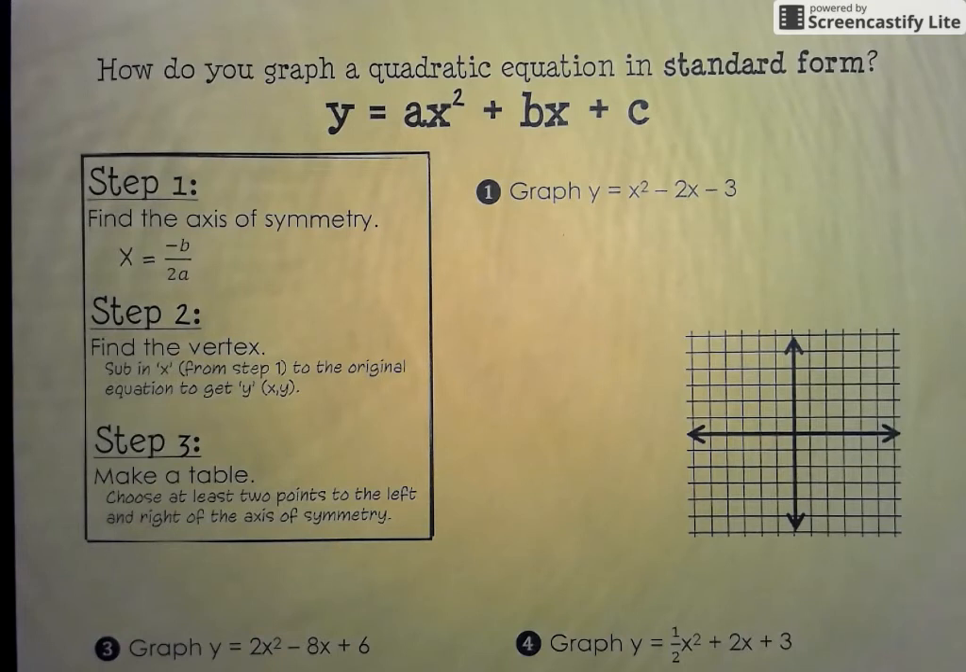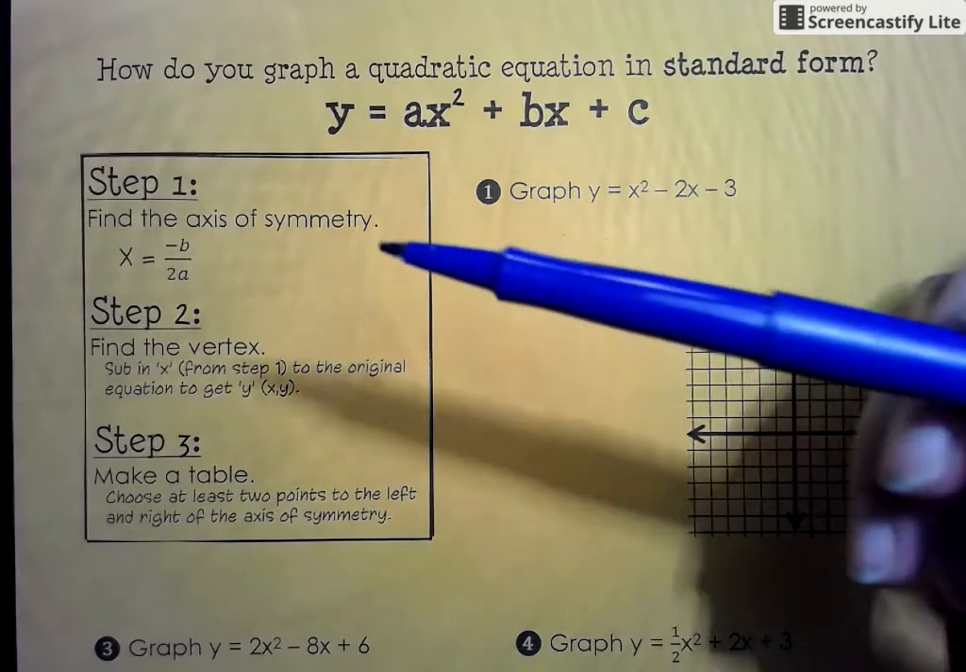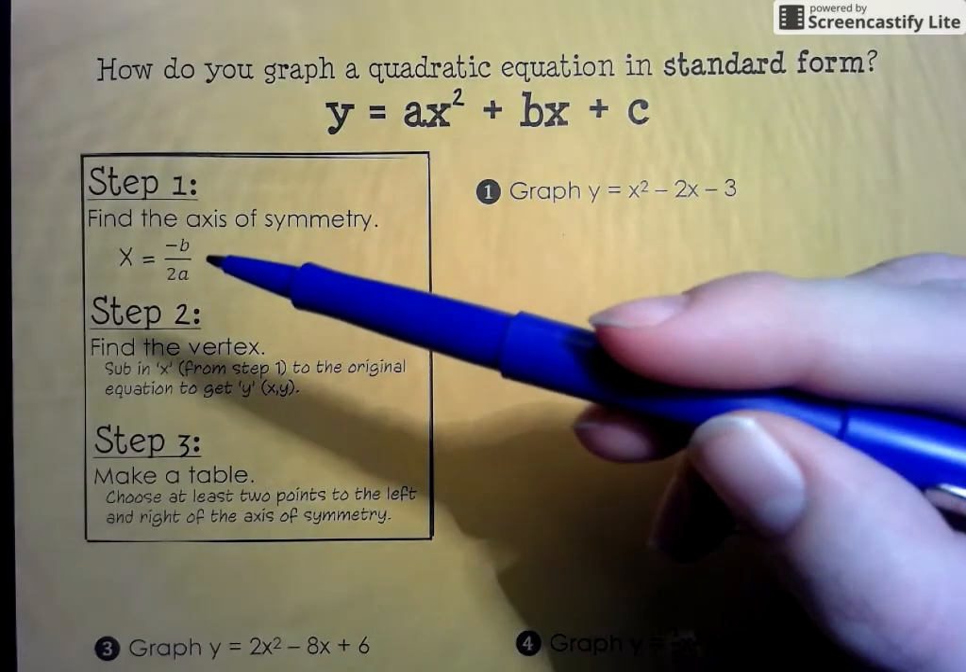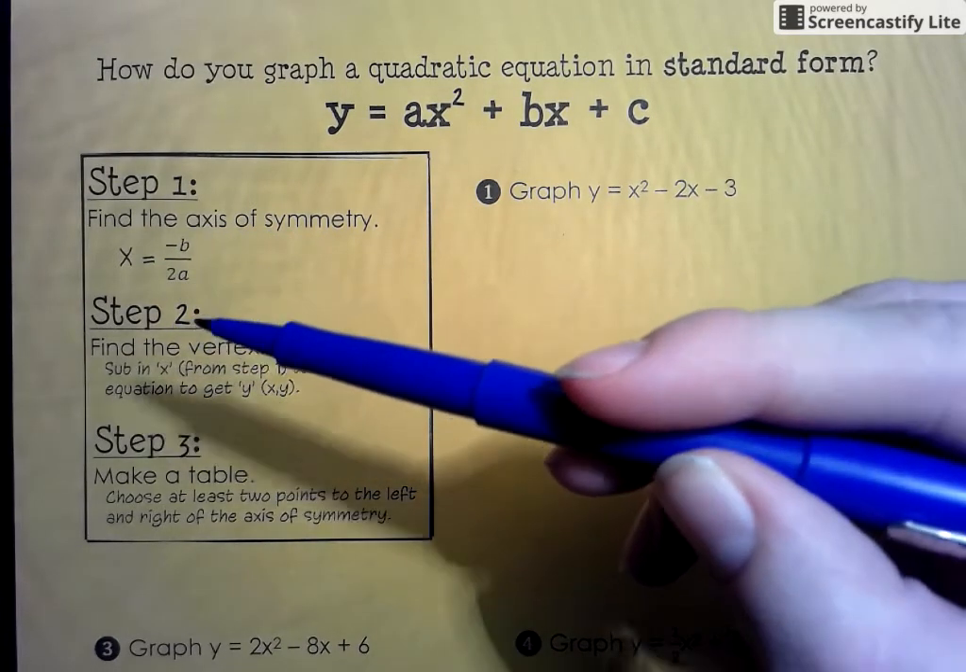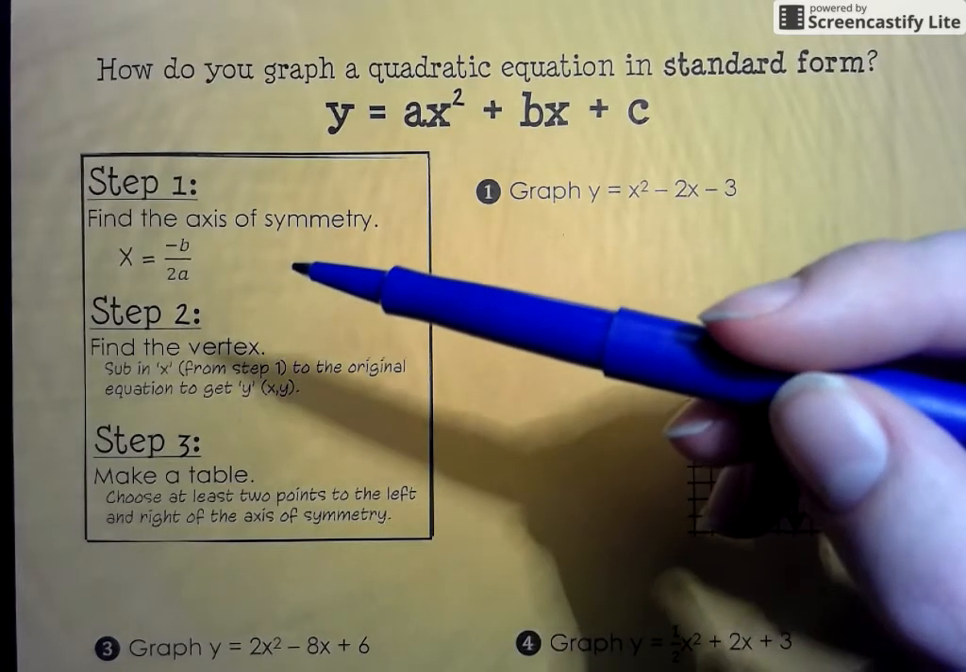How to graph a quadratic equation in standard form. A quadratic equation is y equals ax squared plus bx plus c. The first step you're going to do is find the axis of symmetry, which is x equals opposite b divided by 2a. That's to find the axis of symmetry.